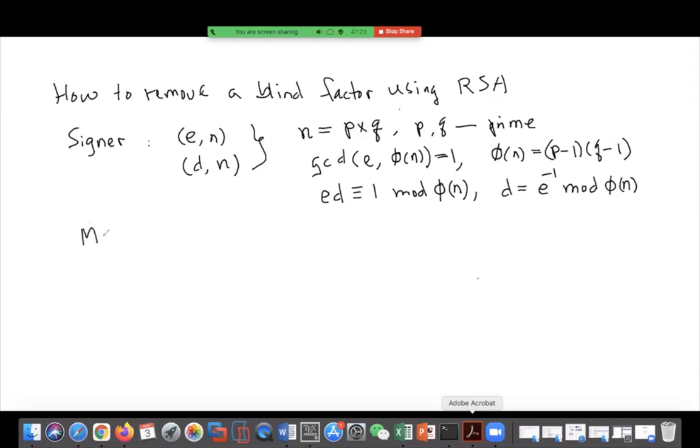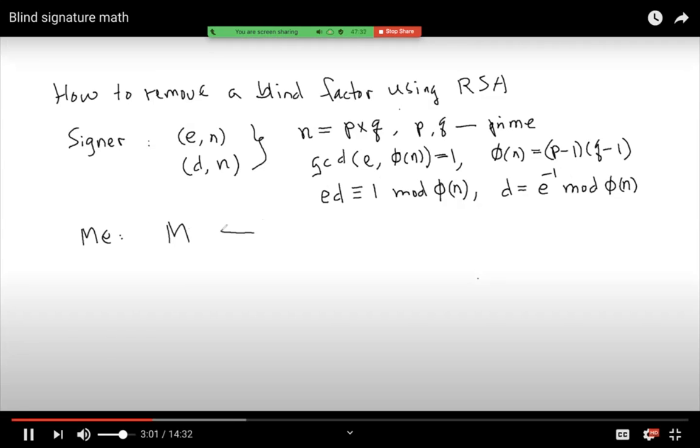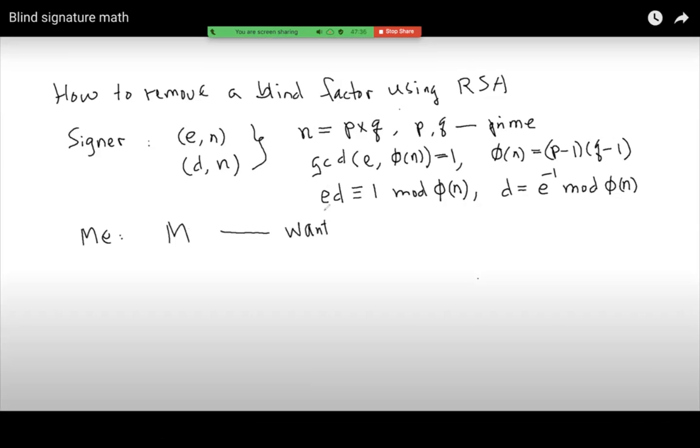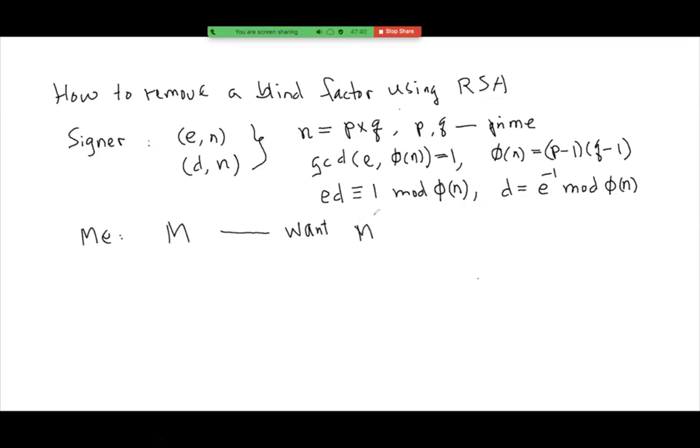So let's say I have a message M. What I want, okay, I want the signer to sign M. So I want M to the D mod N. Okay, I call this S sub M. But without the signer seeing what M is. So that's what I want.